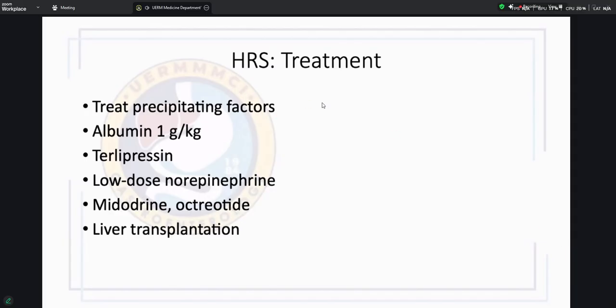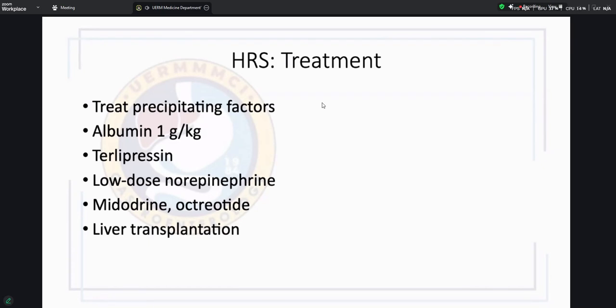First, we treat the precipitating factors. If infection, like SBP or something else, then we give antibiotics. If there is gastrointestinal bleeding, we address the gastrointestinal bleeding. Also, hypovolemia is one common precipitating factor, so diuretics should be stopped at this point. Volume expansion using IV albumin is also recommended. This is, of course, to improve the intravascular volume. And treatment with vasoconstrictors like terlipressin is also recommended. And in many regions, terlipressin plus albumin is the first-line treatment.